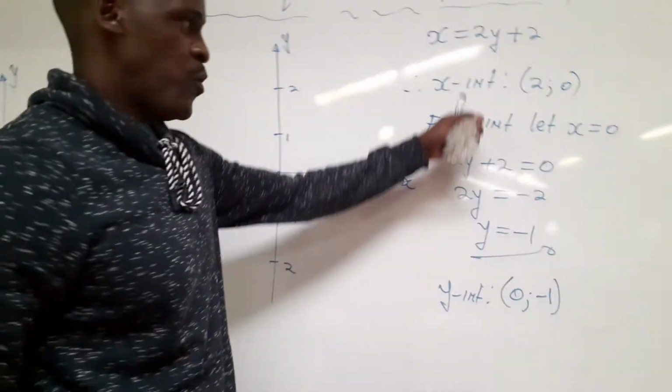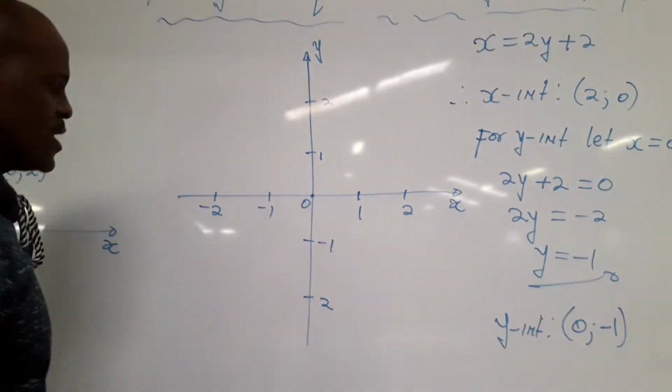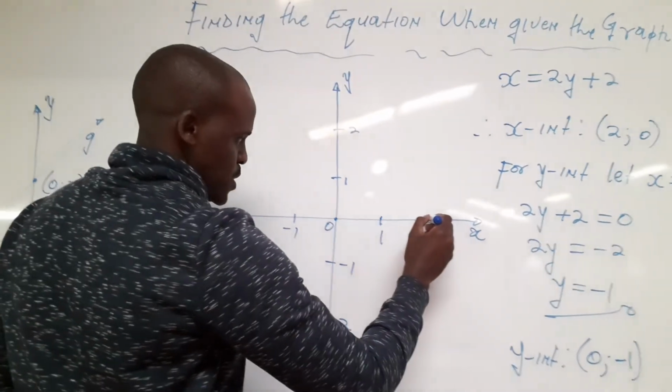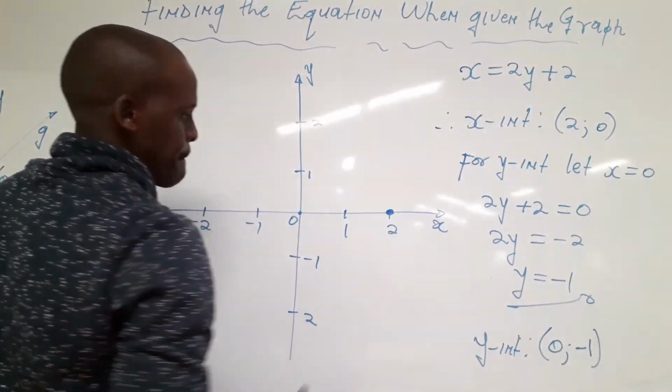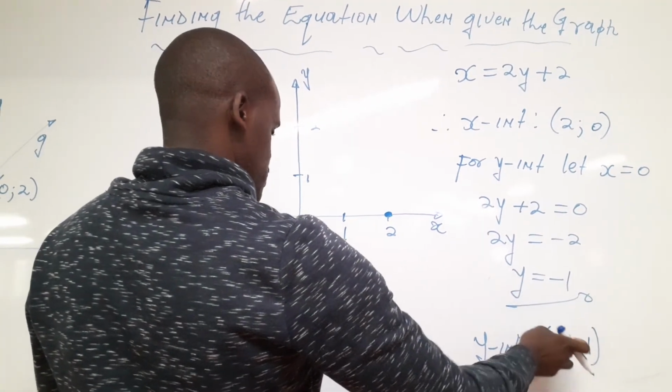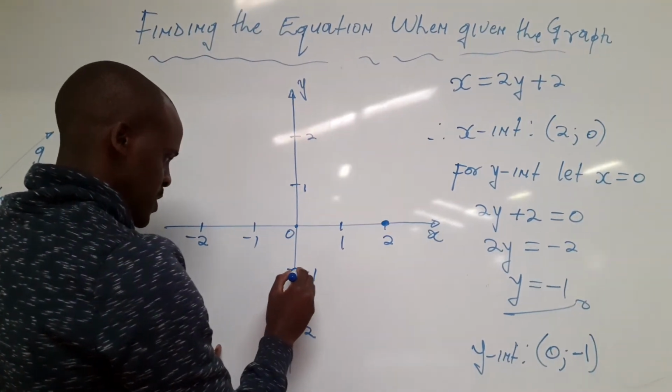So we've got the 2 points. We can now draw a straight line. Remember that our x-intercept is (2, 0). There is the point. The y-intercept is (0, negative 1). There is the point.